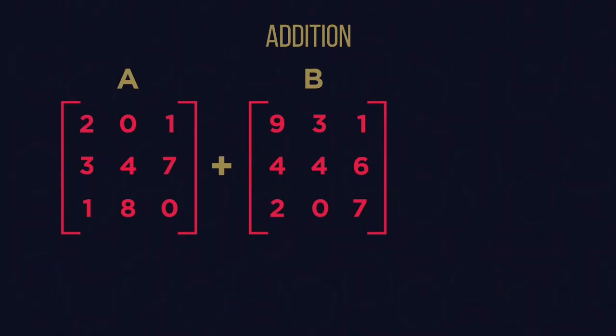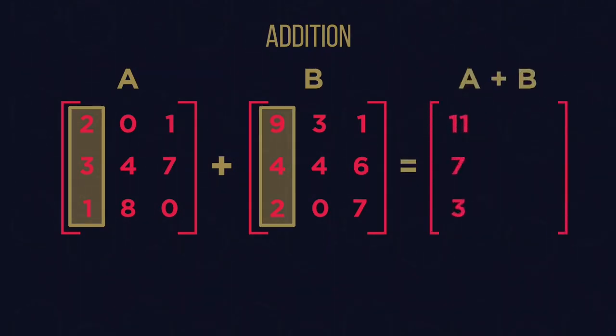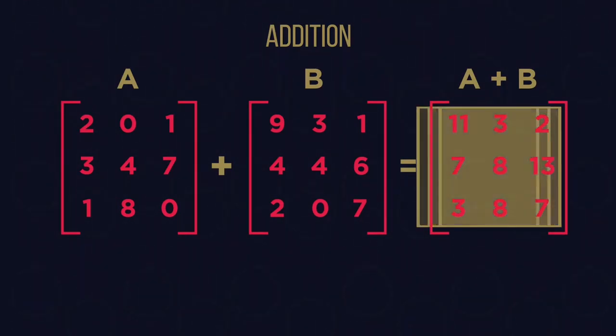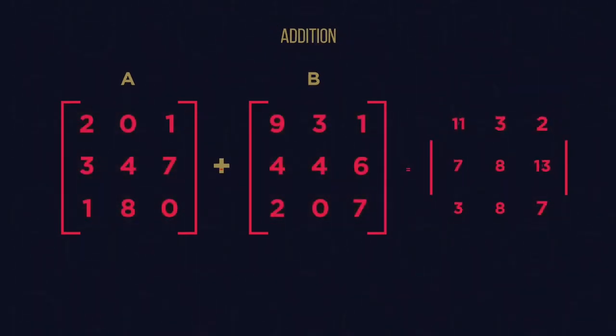What this means is that you just have to add up the elements in the first row and the first column of matrix A with the ones in the same position in matrix B. These elements will occupy the same position in the resulting matrix A plus B. Do the same until you have added together all the corresponding elements and placed the results in their correct position in the result matrix. It's important to notice that the result matrix will have the same dimensions as the 2 starting ones, which means the same number of rows and columns.